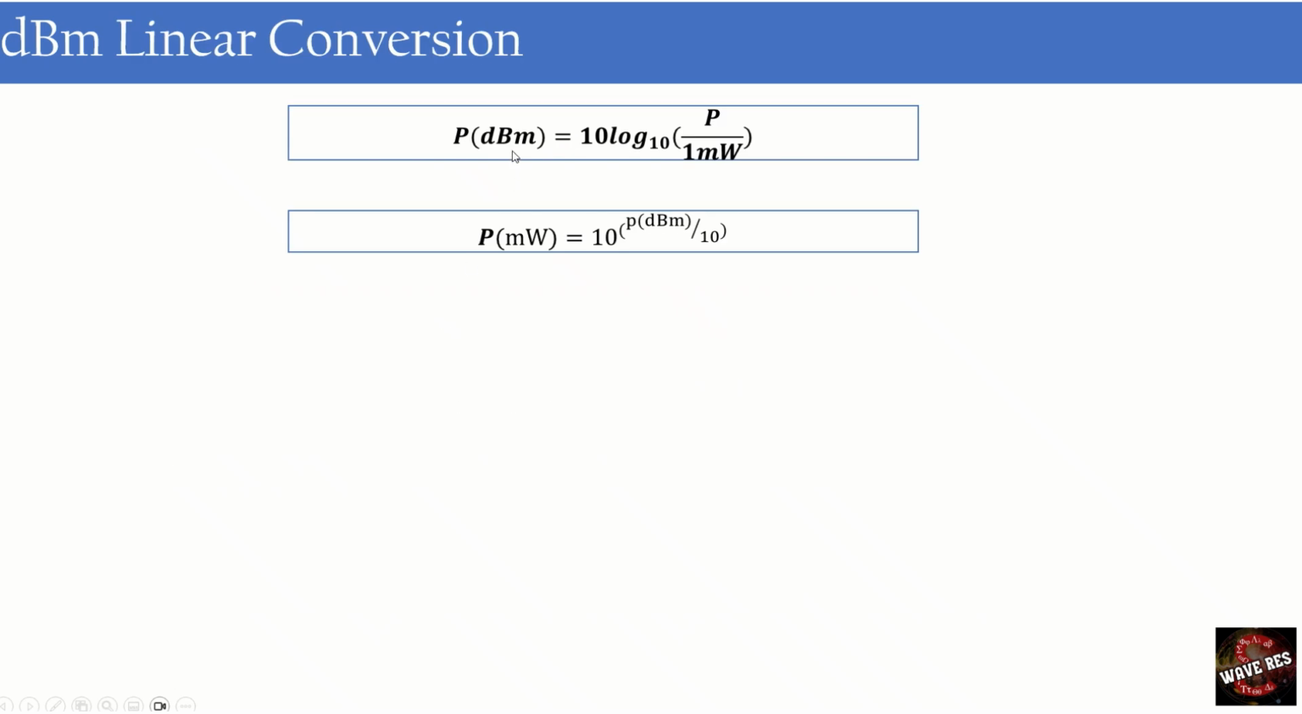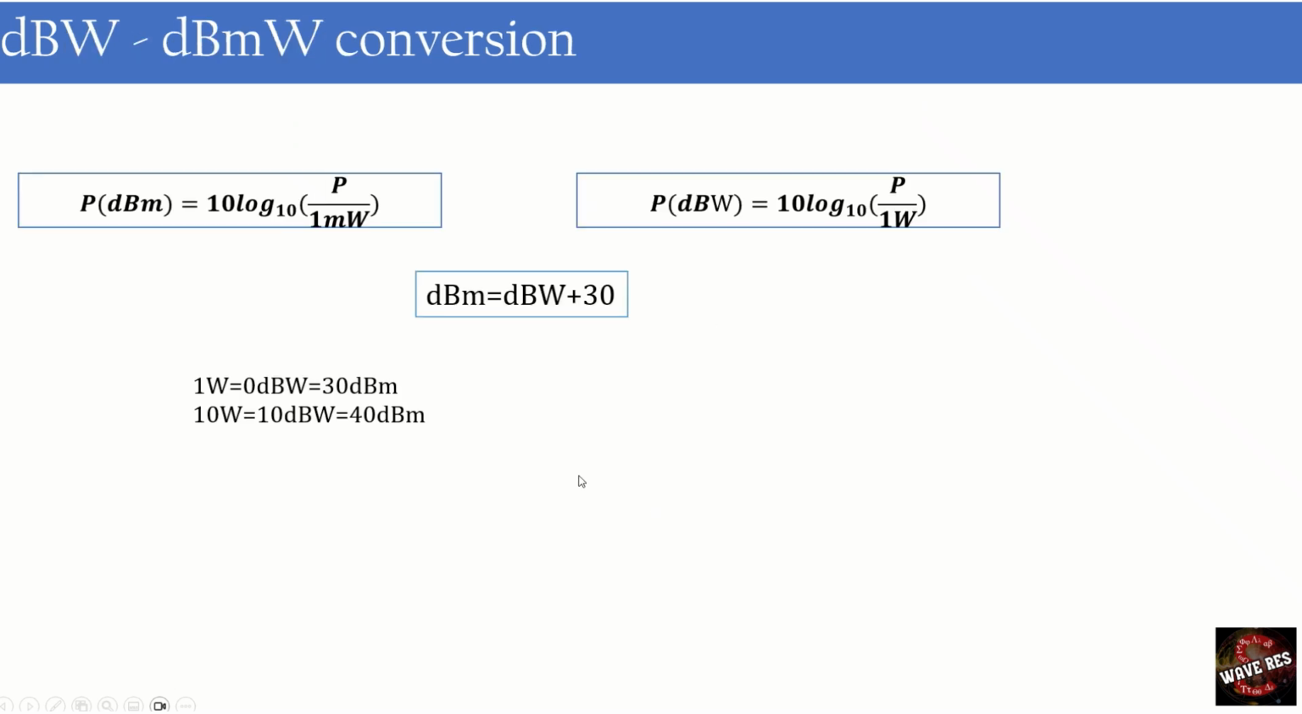These are the two equations. If you want to convert linear to dB, you can use 10 log 10 of P by 1 milliwatt, and for the reverse conversion, that is P in milliwatt equal to 10 to the power of P in dBm by 10, you can use these two equations.